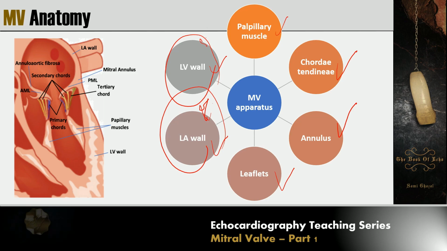So now we'll proceed to the mitral cords. We have three types of cords. We have the primary cords that attach to the leaflet edges, here and here. Then we have the secondary cords that attach to the body of the leaflet. And also we have tertiary cords. Tertiary cords are usually found only in the posterior mitral leaflet, and they are attached at the base of the leaflet as well as the annulus.